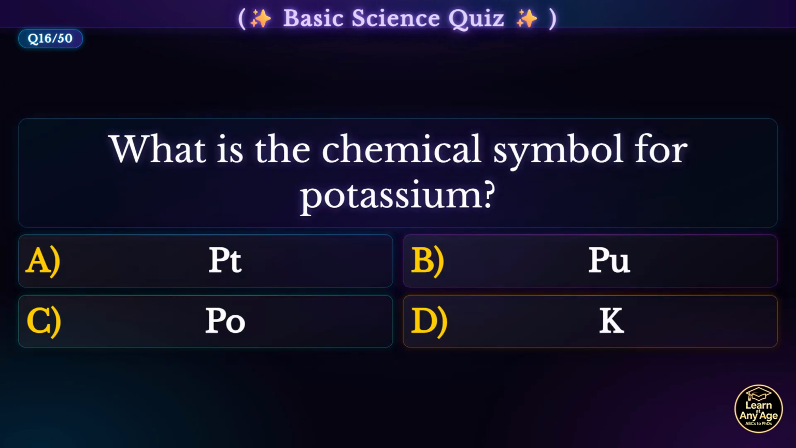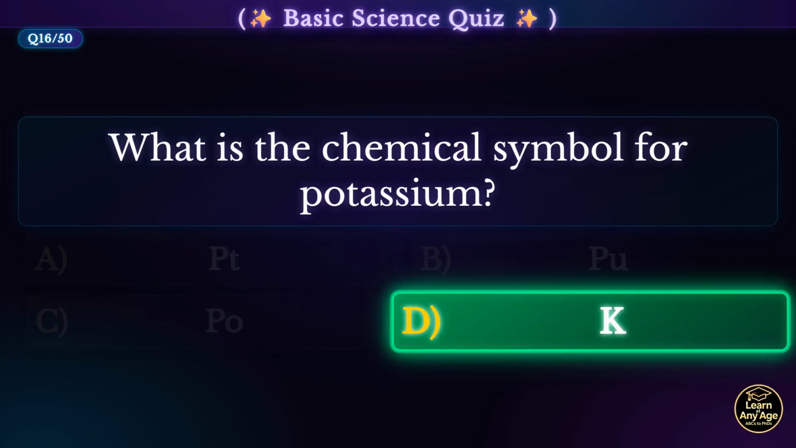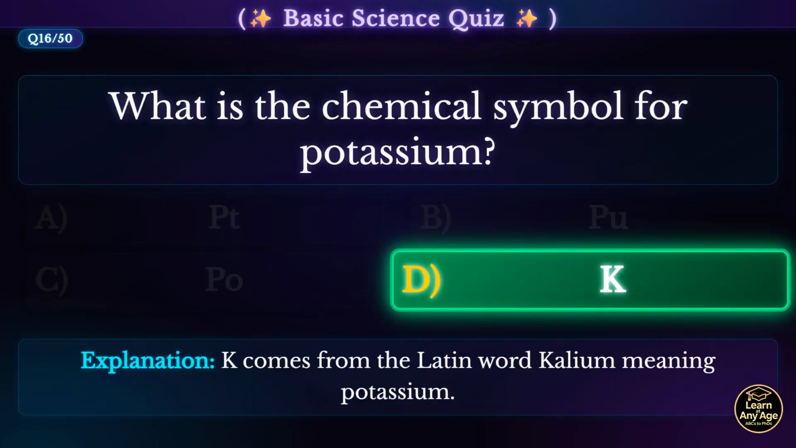What is the chemical symbol for potassium? P, T, Pu, K. K. K comes from the Latin word kalium meaning potassium.